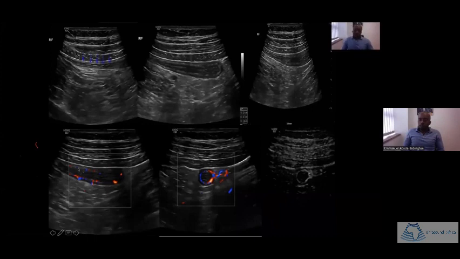So this is a case of appendicitis. You can see increased vascularity there, and in transverse view, you can see the increased vascularity of the appendicular artery.